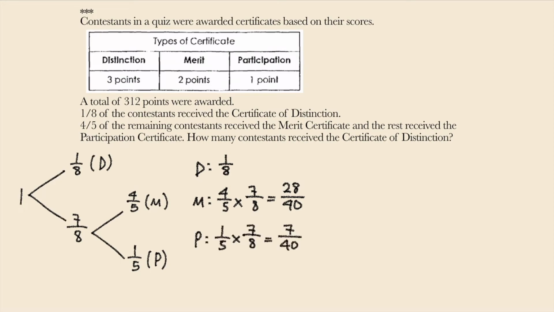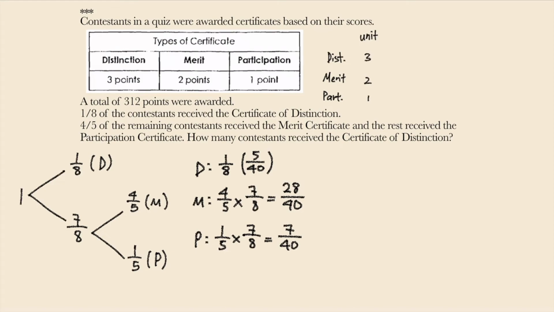So by now you should know that I don't want to work with 1/8 anymore. I want to work with 5/40. So very clearly at this moment, I can see 5 units for D, 28 units for M, 7 units for P, total 40 units. So 312 points were awarded though. How do we find out the number of contestants?